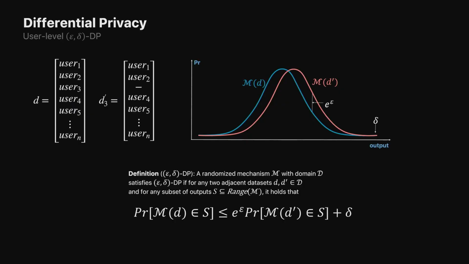So now the definition of epsilon-delta DP: a randomized mechanism M with domain D satisfies epsilon-delta DP if for any two adjacent datasets, D and D prime, in the domain D, and for any subsets of outputs S in the possible outputs of M, this thing holds. So what this says is that the output of the mechanism should not be distinguishable, whether you input a dataset D or a neighbor dataset D prime where only one user is removed, by more than a multiplicative factor of e to the epsilon. So epsilon and delta are the privacy parameters that determine how much noise this mechanism needs to have. A smaller epsilon means more noise.